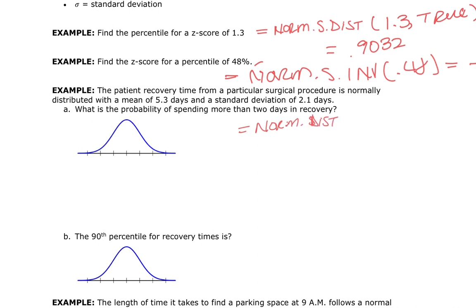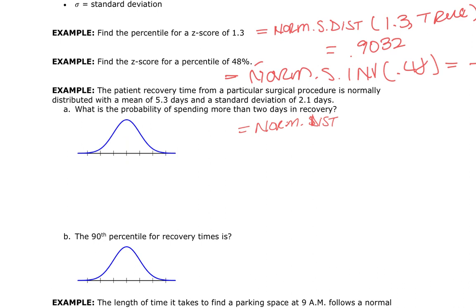And that's the one we're going to use. We have a mean of 5.3 days and a standard deviation of 2.1 days. What is the probability of spending more than 2 days in the recovery? Okay. So we want to know the probability that we're going to spend more than 2 days.